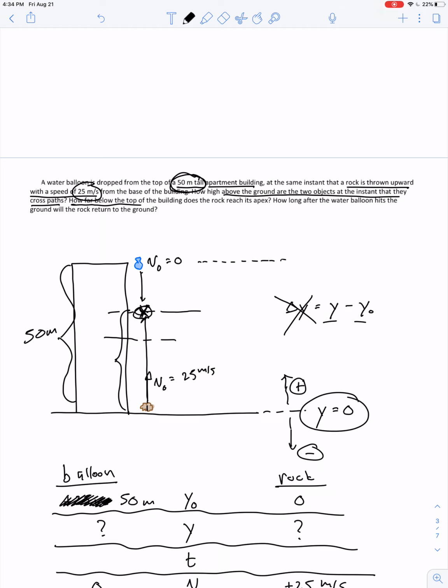How far below the top of the building does the rock reach its apex? So they're 30.4 meters above the ground when they cross. That's not to say that the rock has reached a speed of 0 at that point. It may still have an upward velocity. So it continues. Does the rock reach the height of the apartment building? Or does it stop somewhere above where they cross paths, but not quite at the top? I don't know. Let's figure it out. Let's see how high the rock goes.